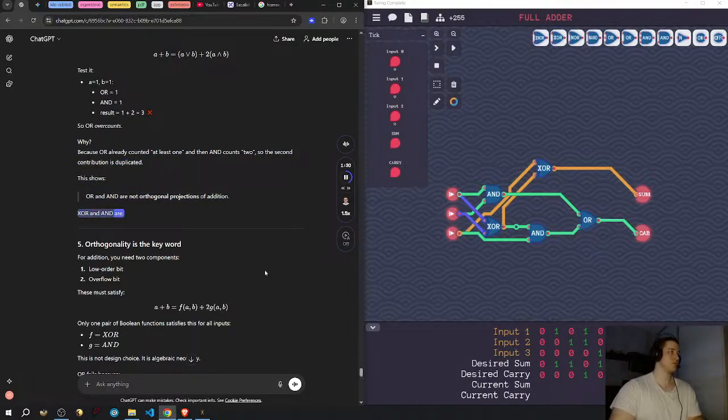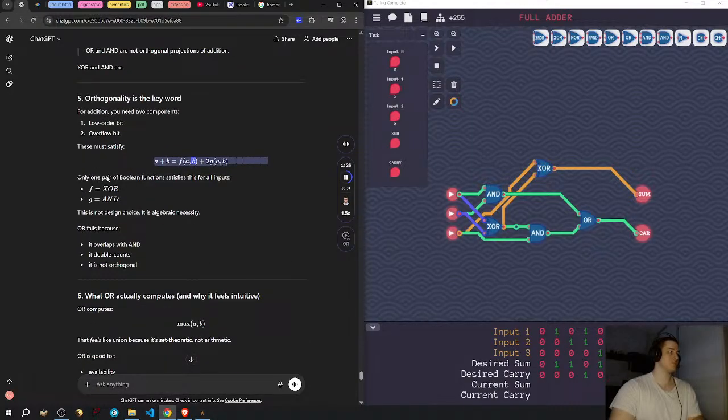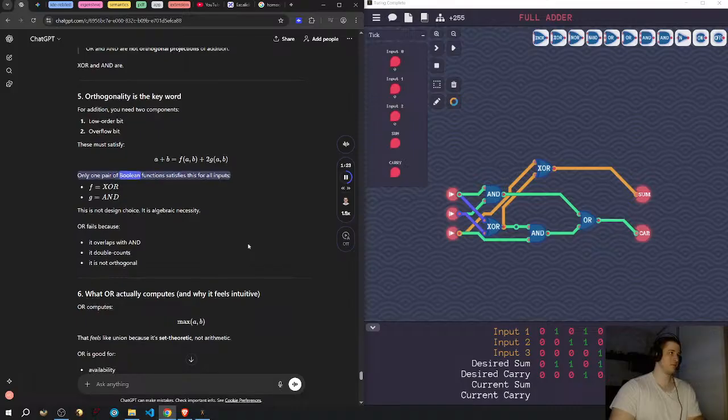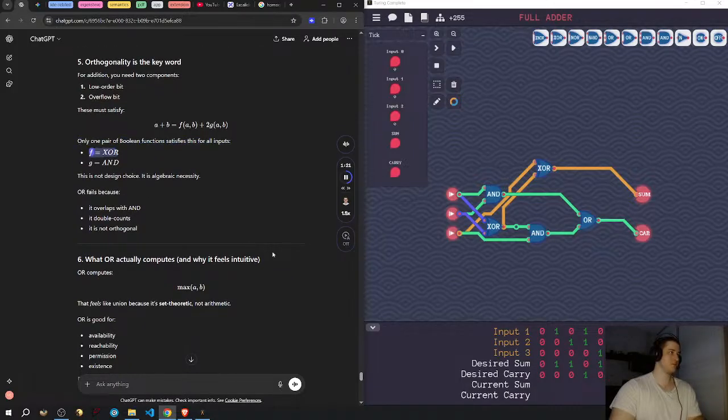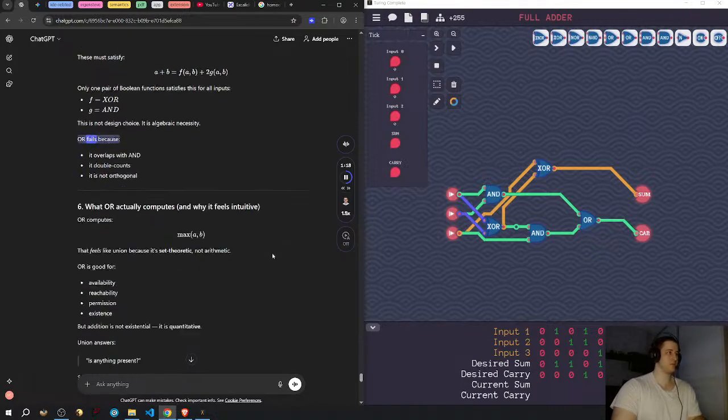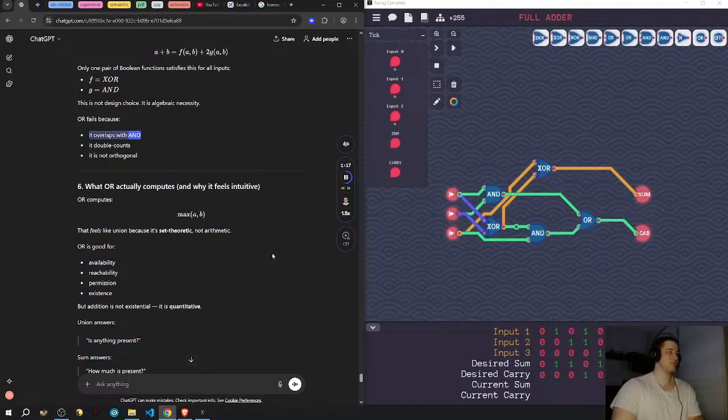XOR and AND are. 5. Orthogonality is the key word. For addition, you need two components: a low order bit and an overflow bit. These must satisfy a plus b equals f(a,b) plus 2 times g(a,b). Only one pair of Boolean functions satisfies this for all inputs: f equals XOR, g equals AND. This is not a design choice. It is algebraic necessity. OR fails because it overlaps with AND. It double counts. It is not orthogonal.